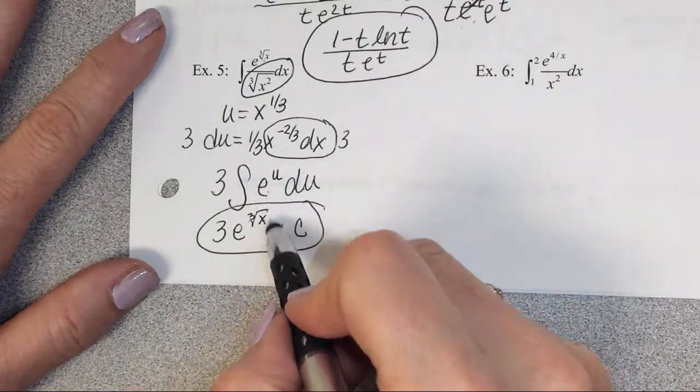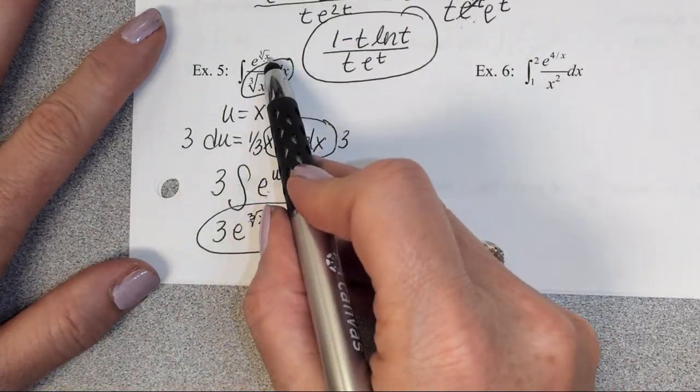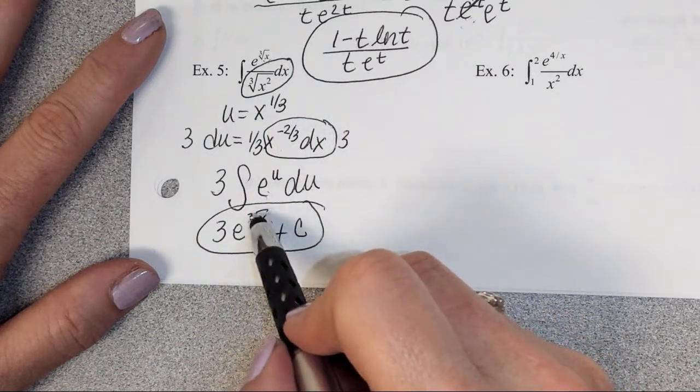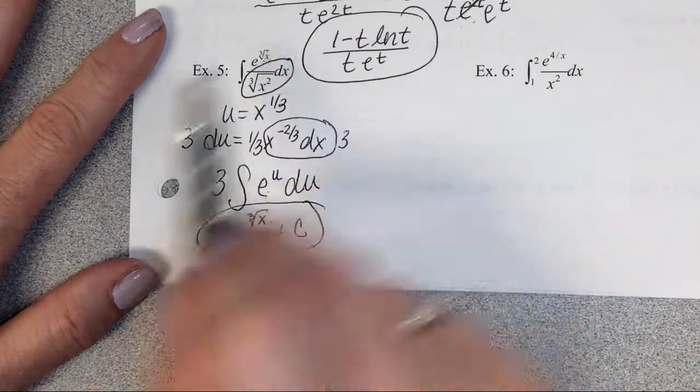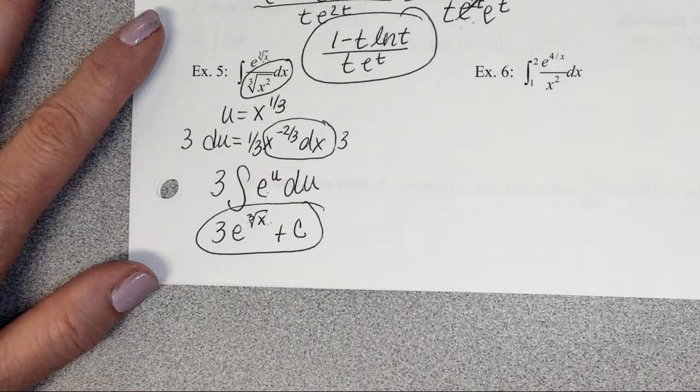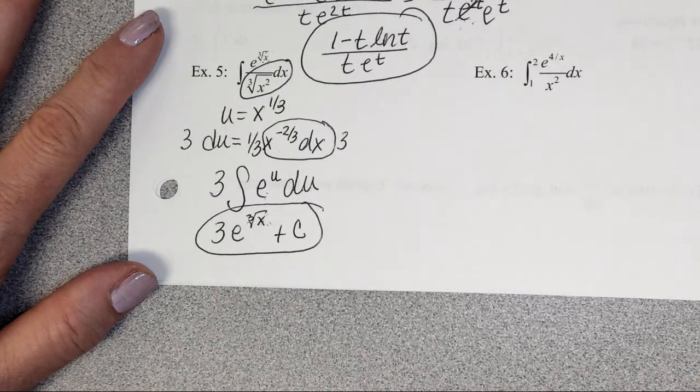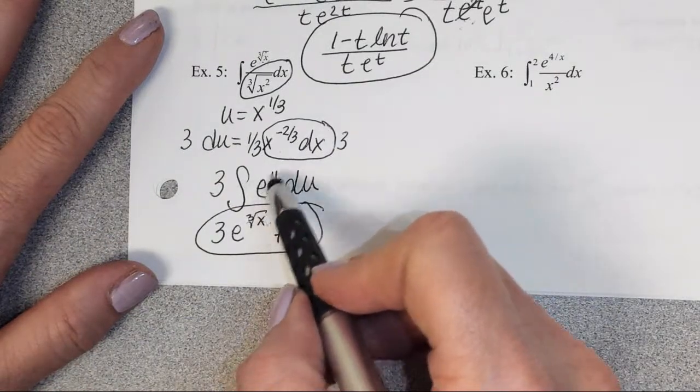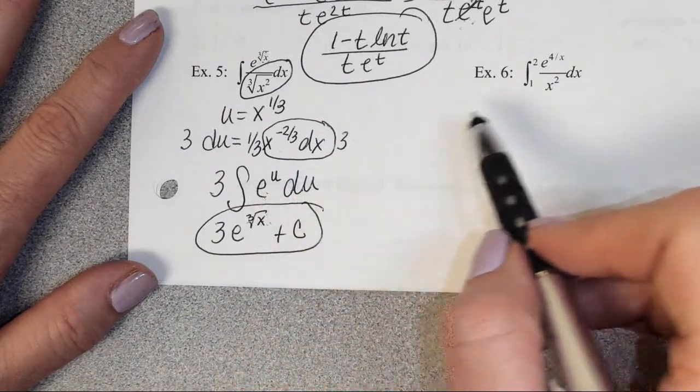See how I make this look the way it looked at the beginning? So instead of calling it x to the 1/3, I just call it what it was there. That's it. Looks difficult, but it ends up being very straightforward once we do that u substitution.